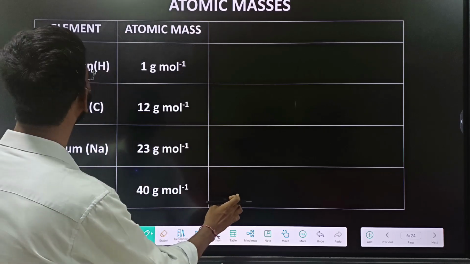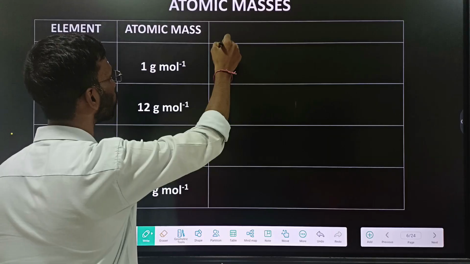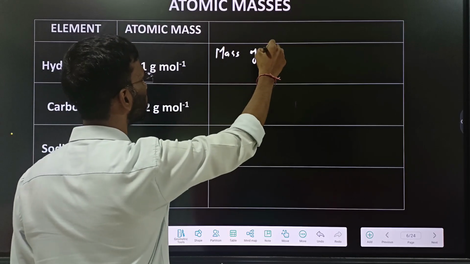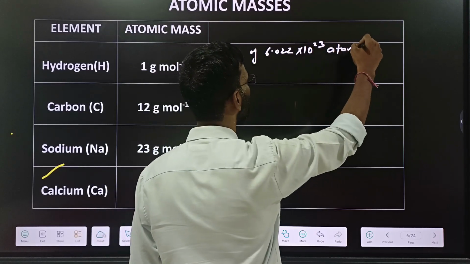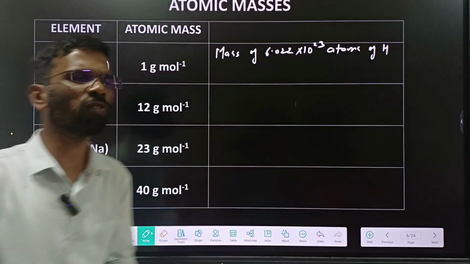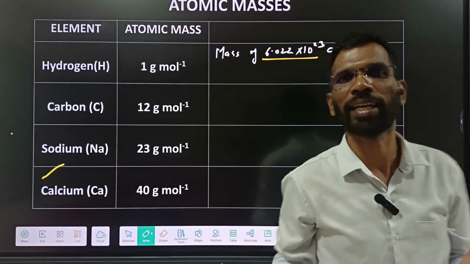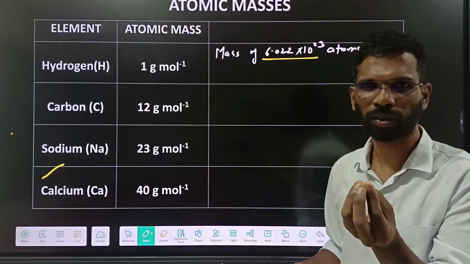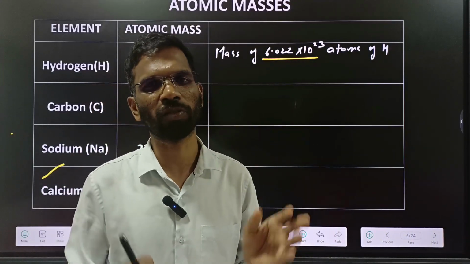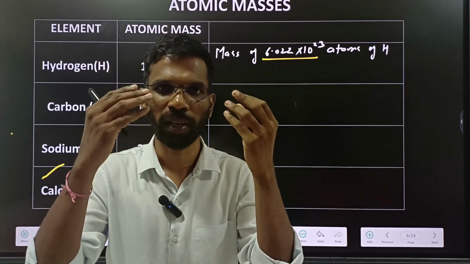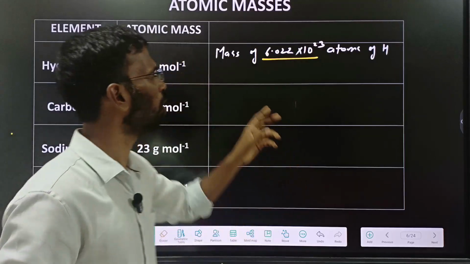So I'll write over here, this is the mass of 6.022 into 10 raised to 23 atoms of hydrogen. When these many atoms of hydrogen come together, that time it will weigh 1 gram. You understand how much is 1 gram? One atom cannot weigh 1 gram. Even 100 atoms of hydrogen will not weigh 1 gram. Even 1000, even 1 crore atoms will not weigh 1 gram, because atoms are very, very small. So how many atoms? This.